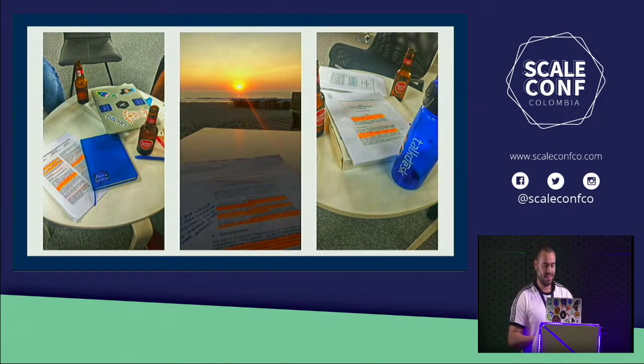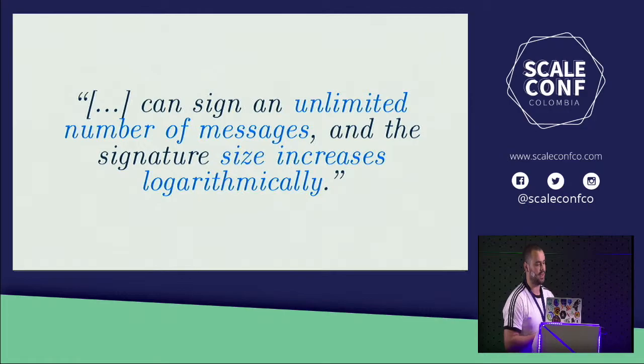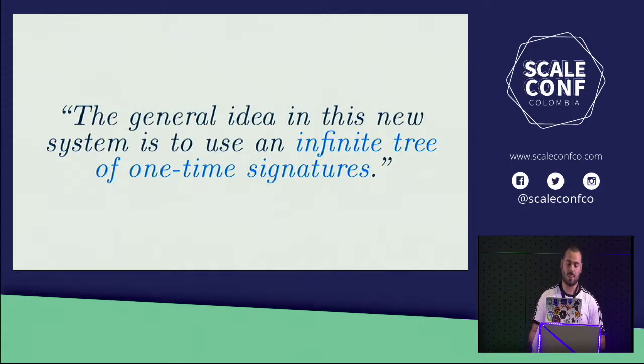So the topic for this talk came up in a reading session back in Porto, where we read this paper, A Digital Signature Based on a Conventional Encryption Function. It was written by Ralph Merkle in 87, so it's quite old. In this paper, he describes a kind of digital signature that is capable of signing an unlimited number of messages. The signature size increases logarithmically as a function of the number of messages that we are signing. The general idea of this system is to use an infinite tree of one-time signatures.